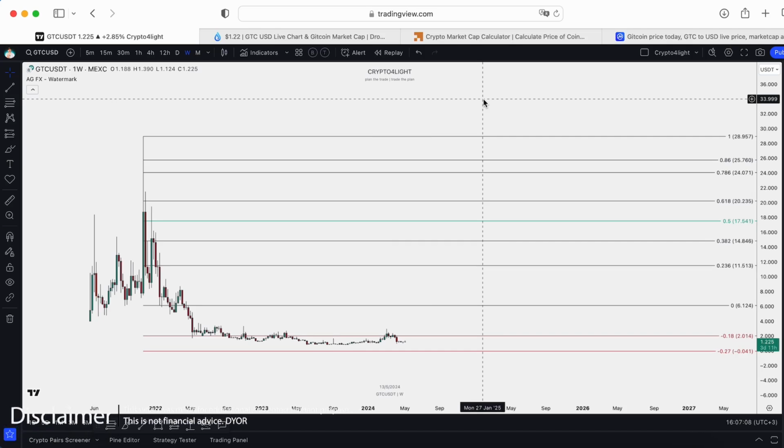Today I would like to talk about the GTC USDT trading pair, with Gitcoin's main bull run plan. Let's dive in.